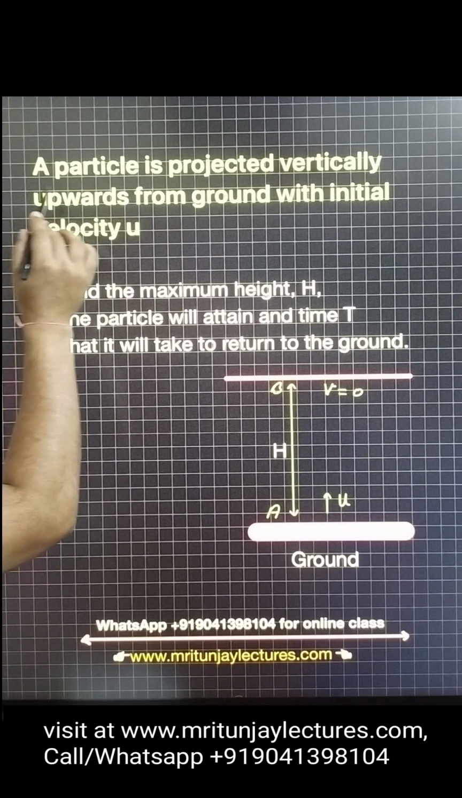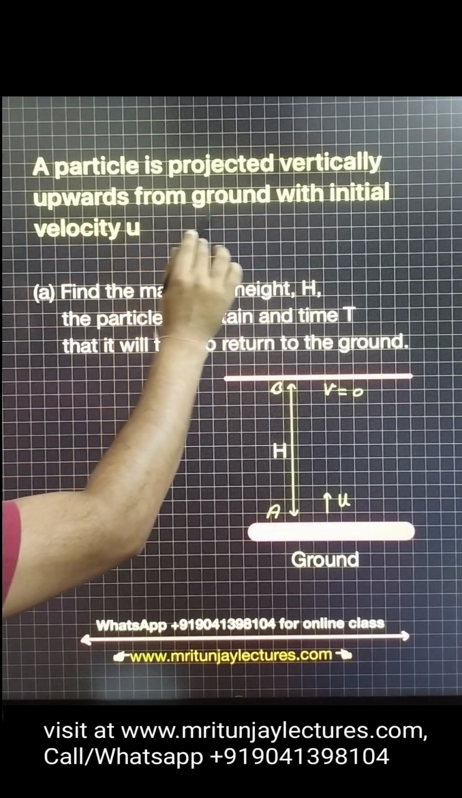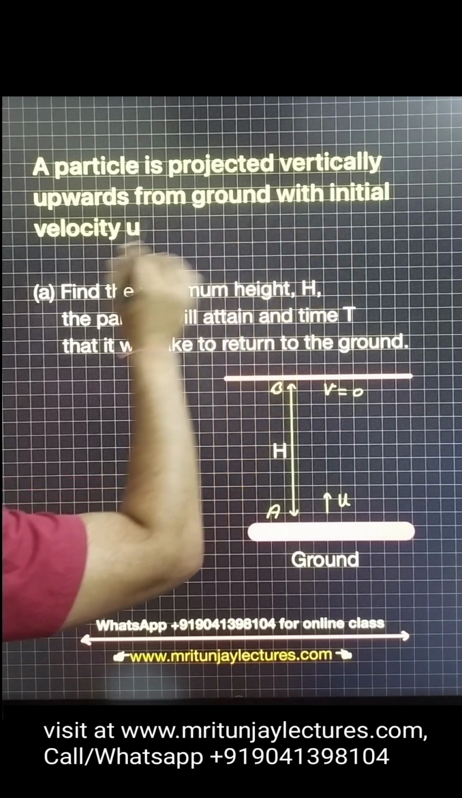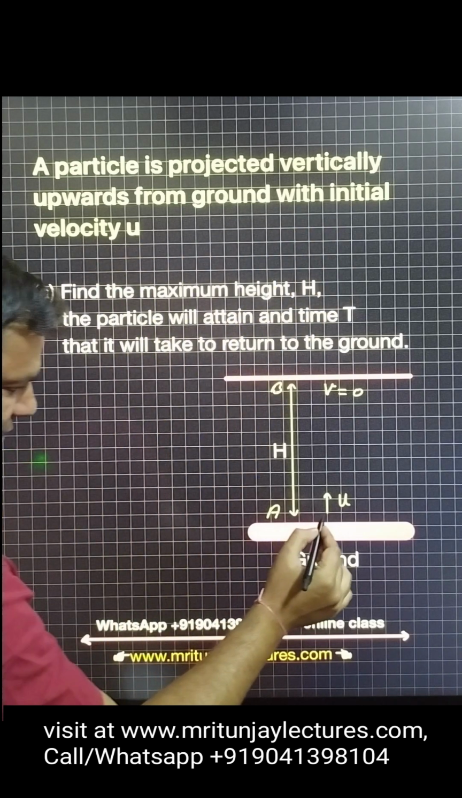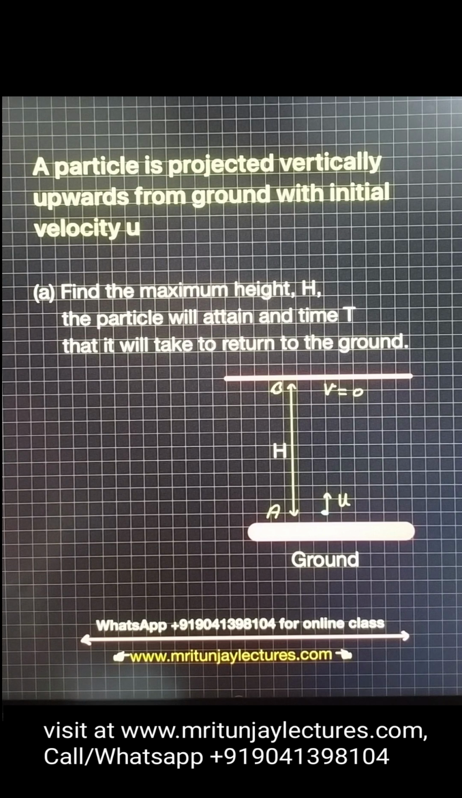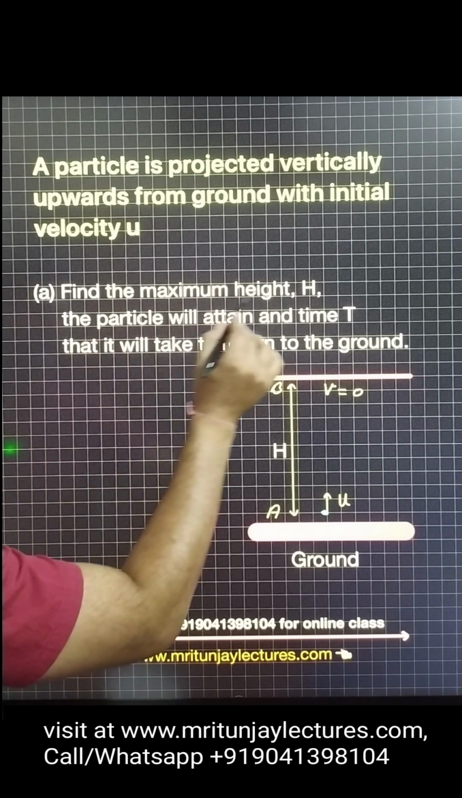Now, question of the day. A particle is projected vertically upward from the ground with initial velocity u. Initial velocity of the particle, that is u. Find the maximum height, capital H.